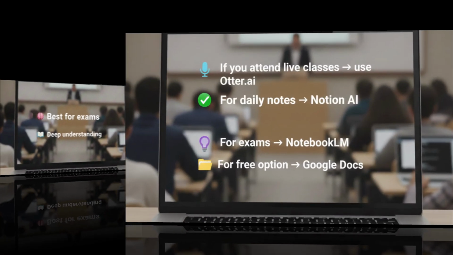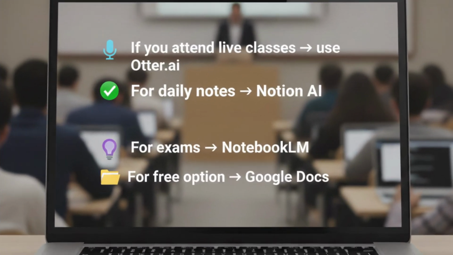Which app should you use? If you attend live classes, use Otter.ai. For daily notes, you can use Notion AI. For exams, NotebookLM is very good. And for a free option, just use Google Docs. Smart students use more than one app.